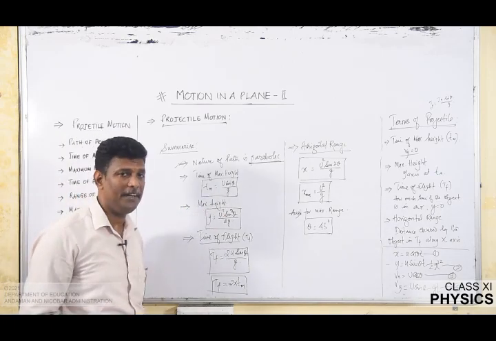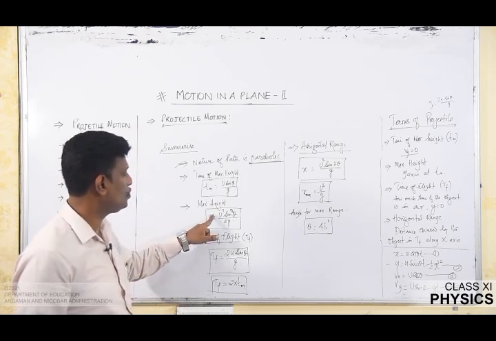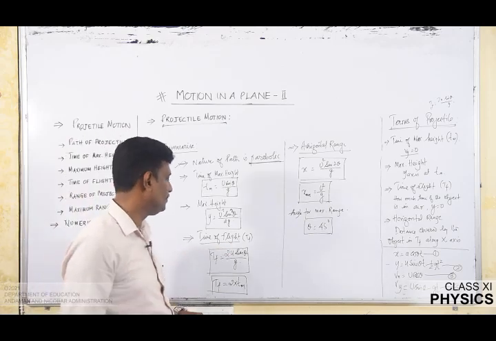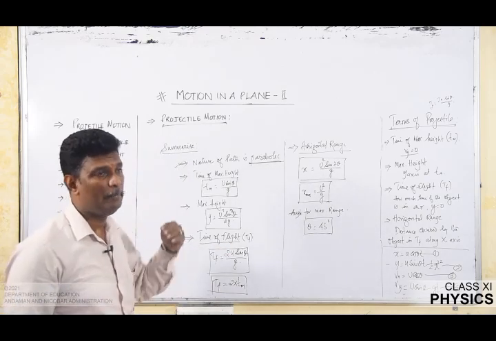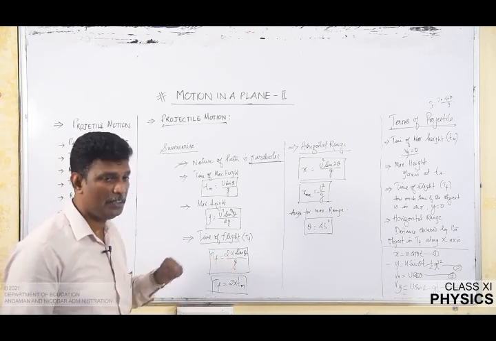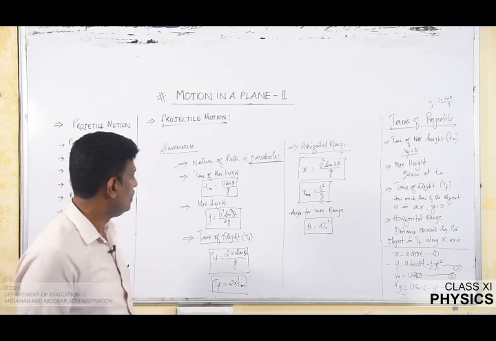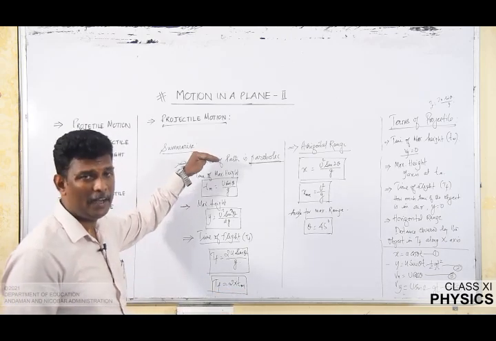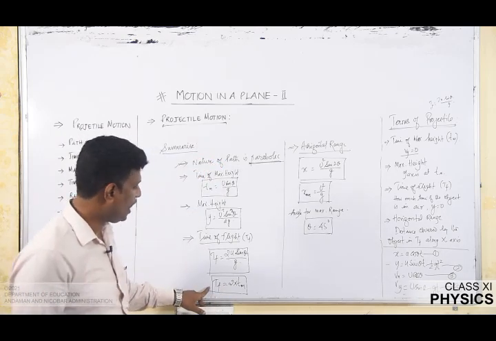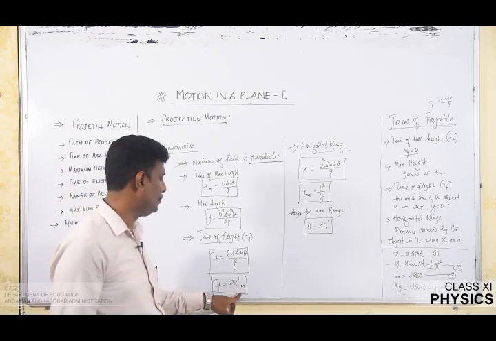Next is maximum height with respect to the y axis, that is y is equal to u square sin square theta by 2g. Next is time of flight, that is time taken by the object being in flight, that is Tf is equal to 2u sin theta by g. Here Tf is equal to 2 times of Tm, that is time taken by the object to reach the highest point is equal to half of the total time of flight, that is Tf is equal to 2 into Tm.